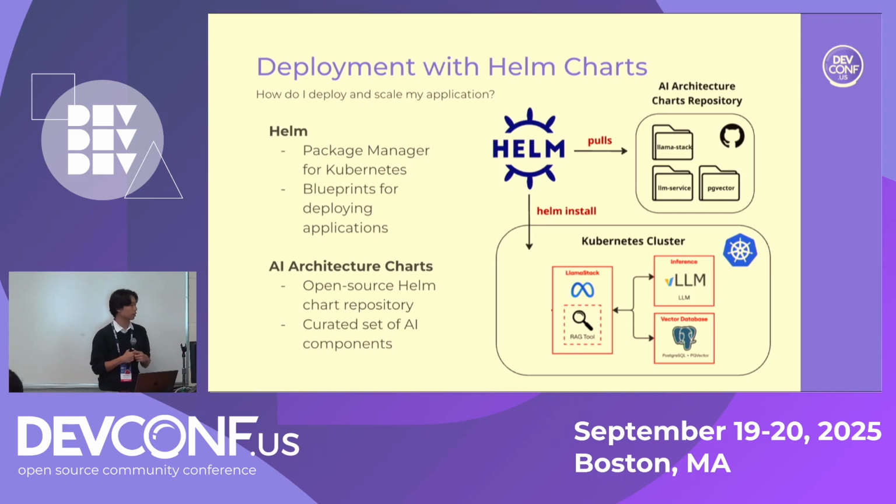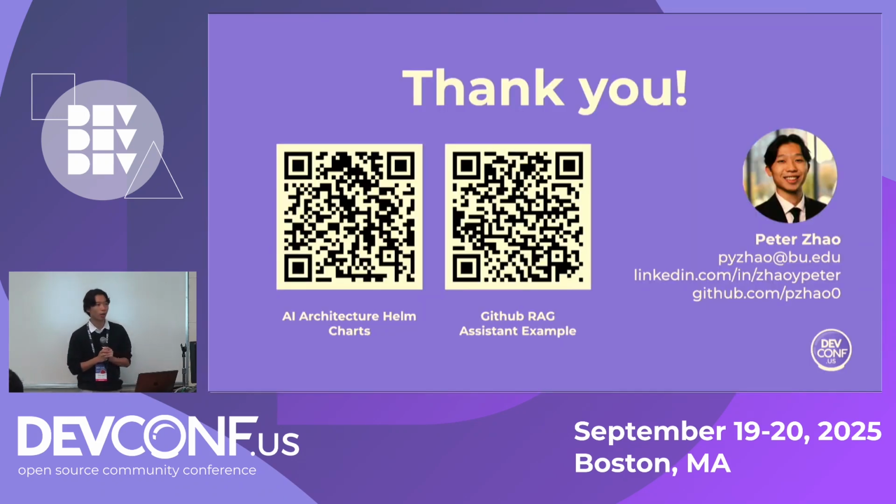And so it's a curated set of AI components that work seamlessly together. And so if you label them as dependencies in your own Helm charts, you can quickly pull them from the repository and deploy them onto your Kubernetes cluster. And so that's pretty much it. I hope that this workshop has given you a better understanding of what RAG is and how you can use it to develop your own RAG applications and deploy them on a cluster of your choice.